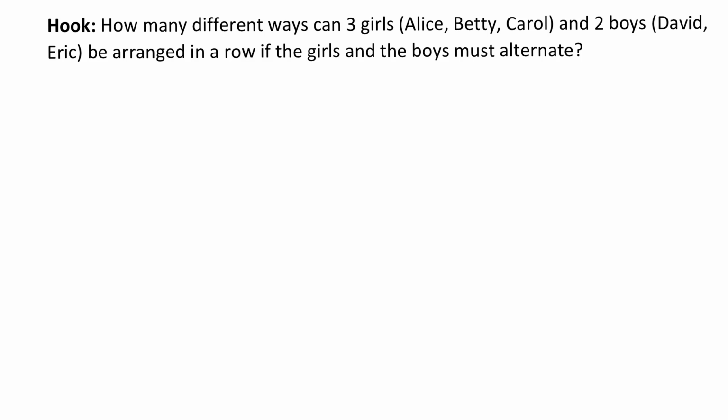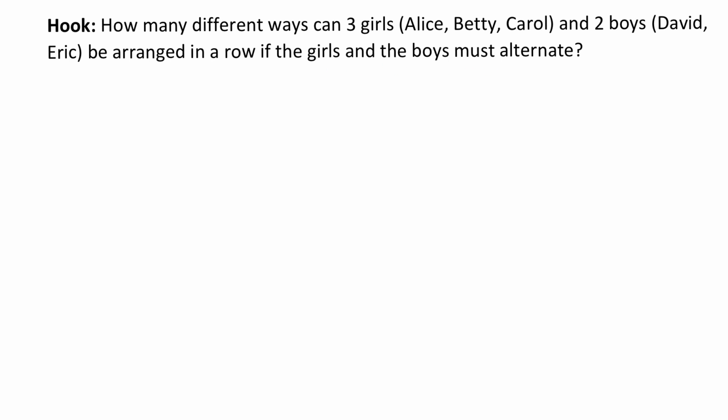Hello. In this video, we're going to continue learning about ways to arrange things, but we're going to look at different restrictions when we have some more information about how the arrangement has to take place. So for example, how many different ways can 3 girls, Alice, Betty, and Carol, and 2 boys, David and Eric, be arranged in a row if the boys and girls must alternate?